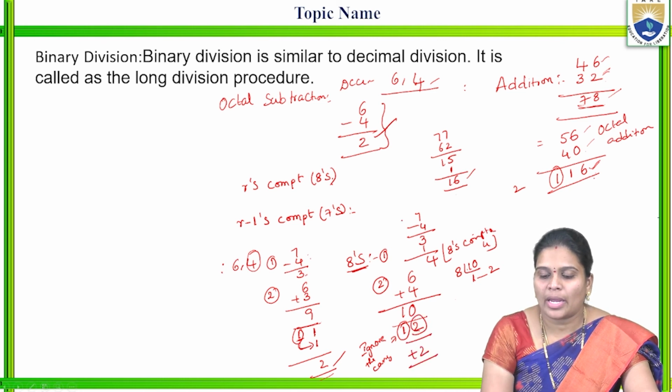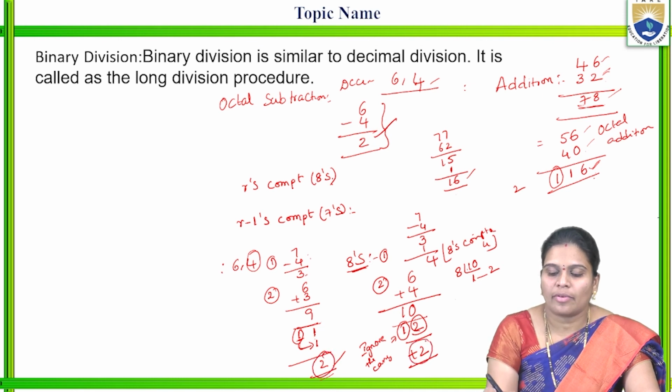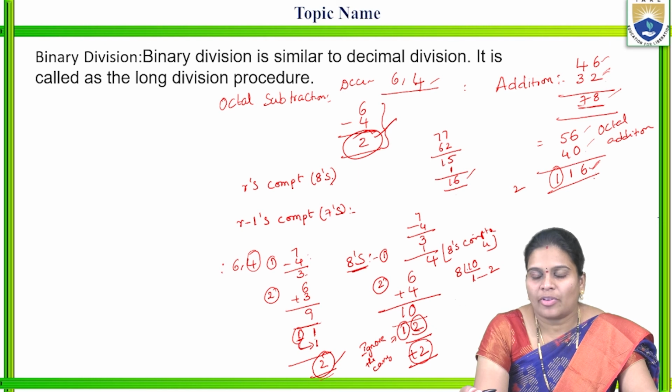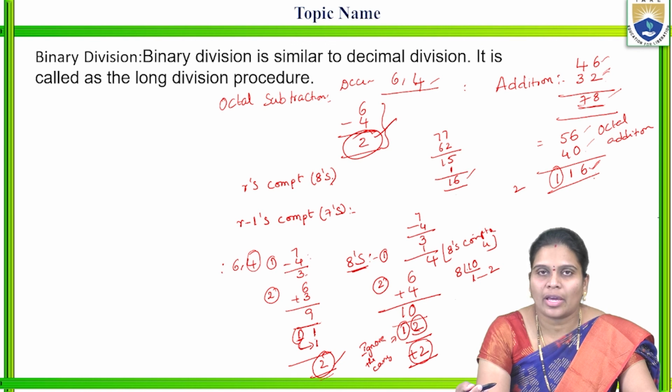So here we are applying octal subtraction with the r's complement and the r minus 1's complement, and we are getting the same resultant value. Addition is very easy compared to subtraction, so by using the complements we are indirectly adding these 2 numbers. That's why we use octal addition with octal complements, r's complement and r minus 1's complement.